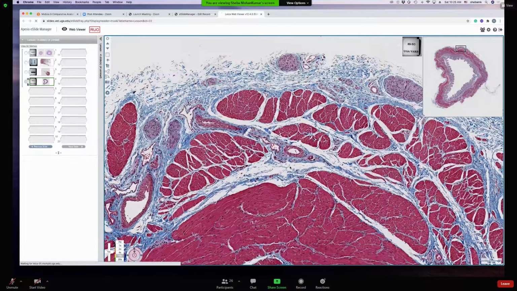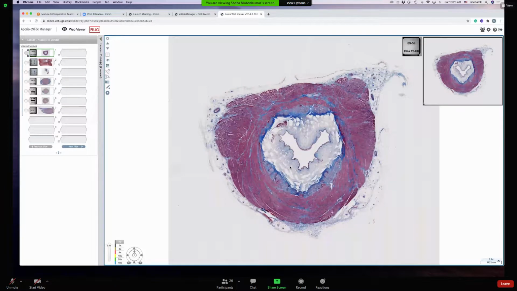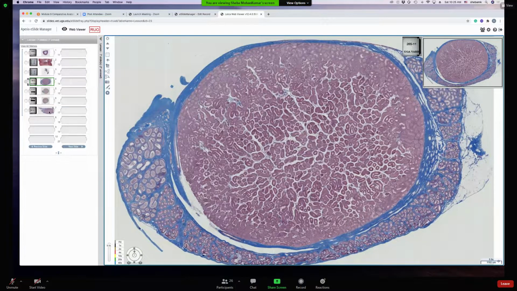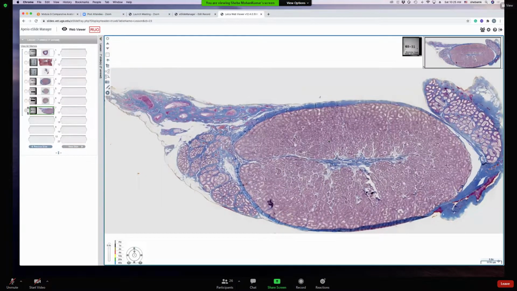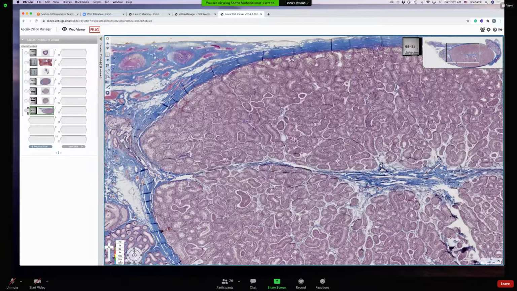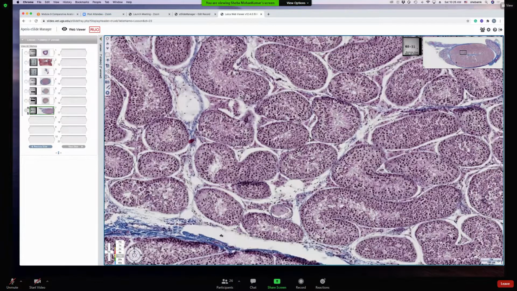Male reproductive system. Okay, let's leave this alone. Let's go to the testicle right here. Maybe this one is a better one. So what are these tubules called? Seminiferous tubules. Okay, so let's take a look at one of these seminiferous tubules.